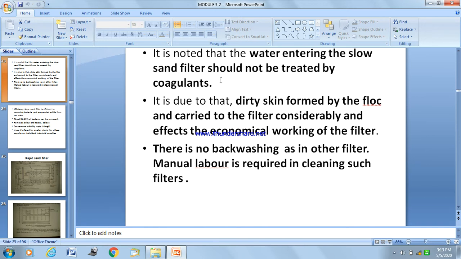Here it is noted that water entering the slow sand filter should not be treated with coagulants. No coagulation treatment is needed here. And one more thing: unlike the rapid sand filter, where there is backwashing, here there is no backwashing, and it is cleaned manually by labor.